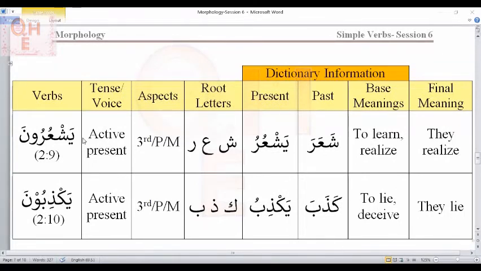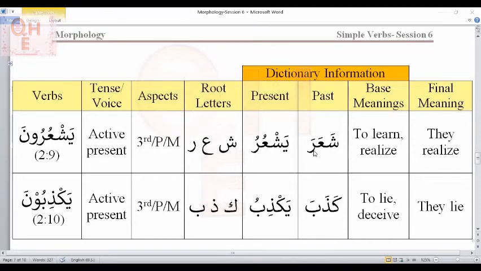So the next word we found is yash'uruna. Obviously, when you see a pattern like that, you know this is active present. And also when you run, for example, yansuru, yansurani, yansuruna, this is third person plural male. If I exclude the prefix and suffix, the root letters are shin, ain, ra. Shin, ain, ra. Now if you enter these root letters in this sequence, of course, the transliteration will tell you the third person singular male active past pattern should be sha'ara.